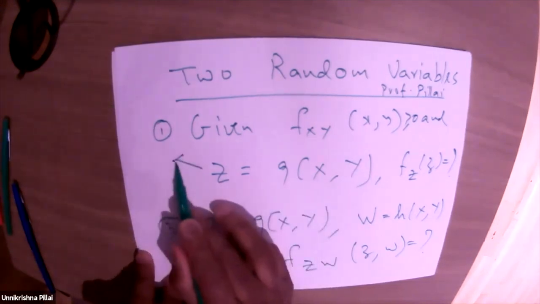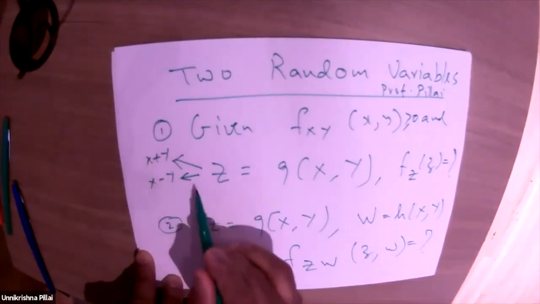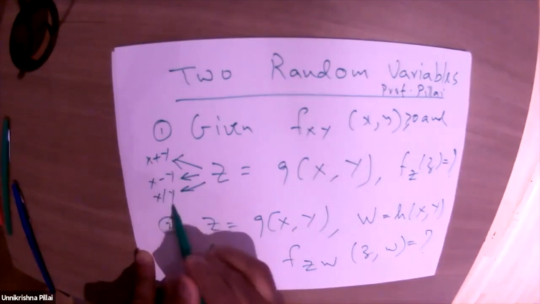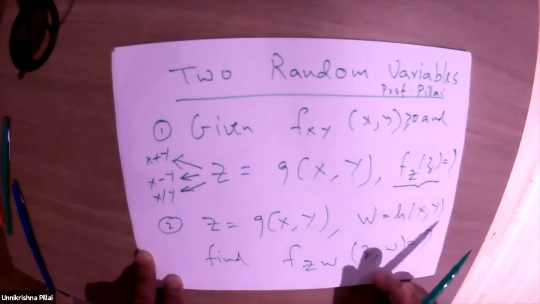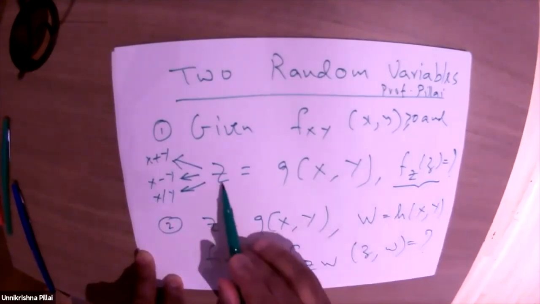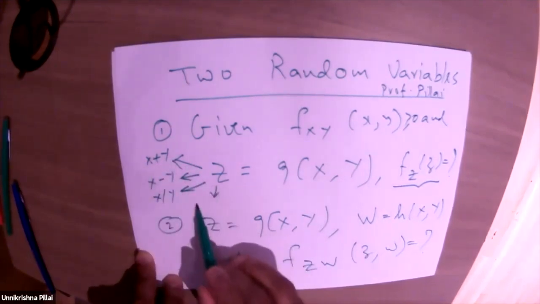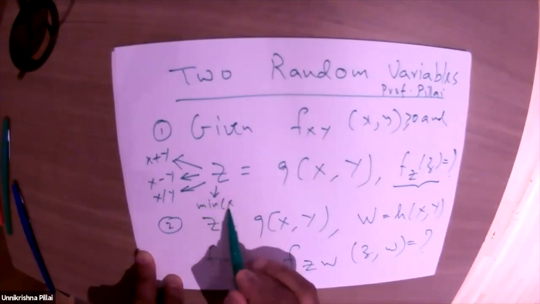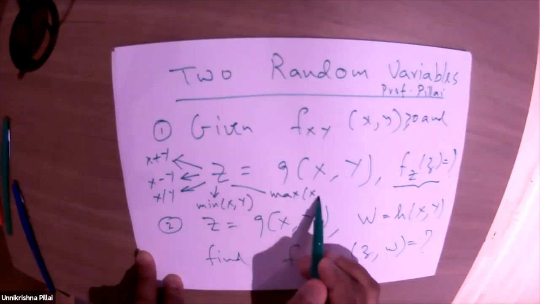We went through a few examples: x plus y, x minus y, x over y, etc. All of these are physical; the first one is signal plus noise. The task is to find the PDF of the new variable z. Remember, z is a random variable because it is a function of two random variables. I want to continue this over a few nonlinear functions like minimum and maximum today.